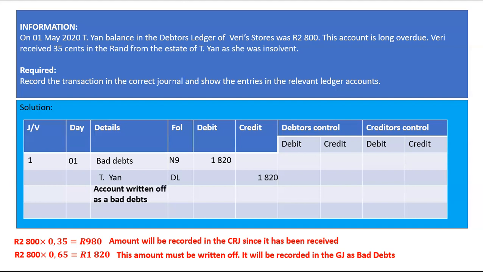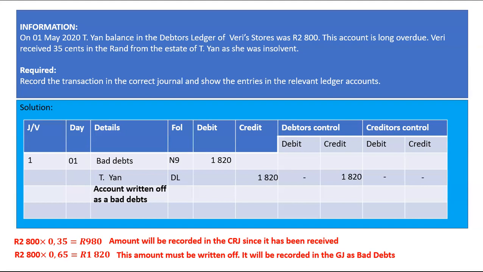That amount which relates to T-Yuan, the name of the debtor, will be recorded on the credit side of your debtors control because it also reduces your debtors control. It reduces T-Yuan's account in the debtors ledger. That's why we credit it, but it will also reduce your debtors control in the general ledger by 1,820.